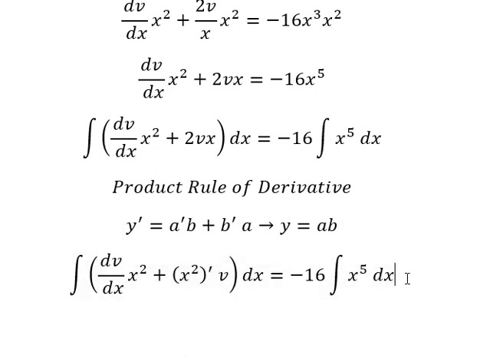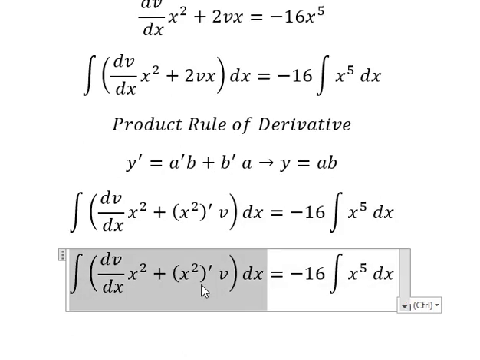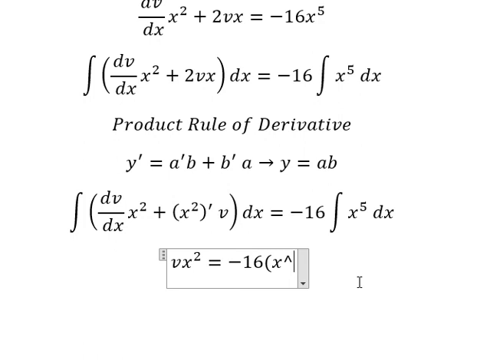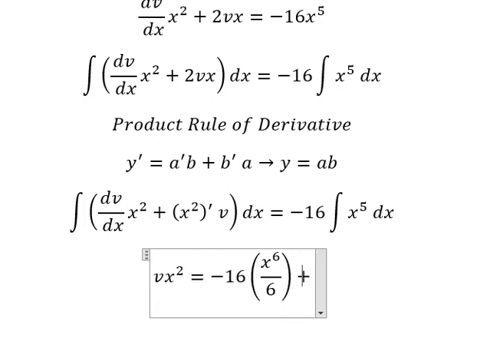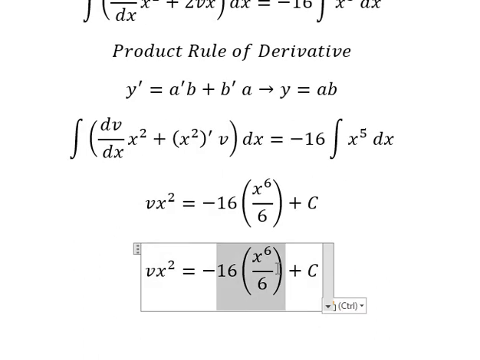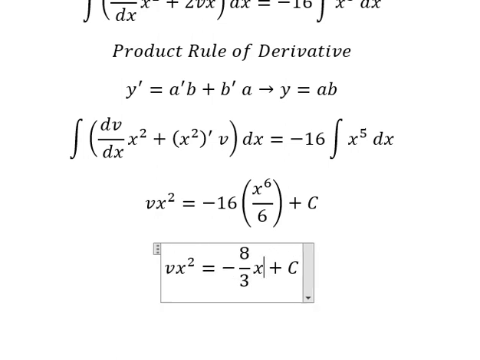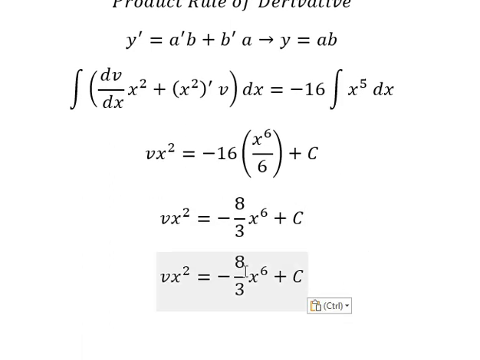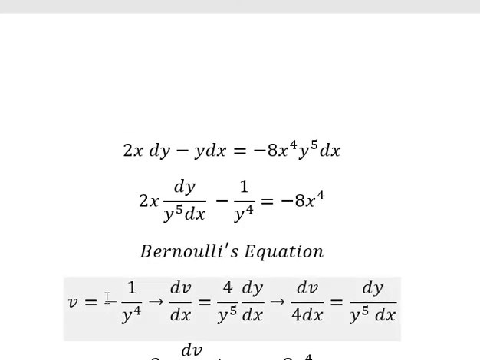So the integration of this one, we have vs squared. The integration of this one, we have s to the power of 6 over 6. And then I will put c. Now we need to simplify this one. And we have negative 8 over 3 s to the power of 6. About v, that is about this one.